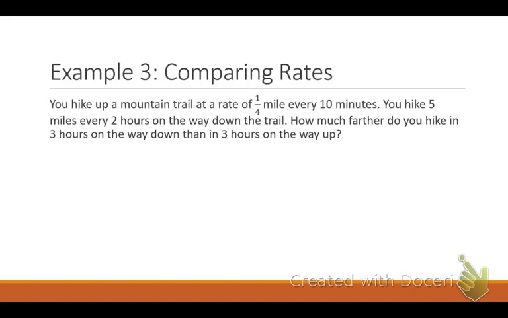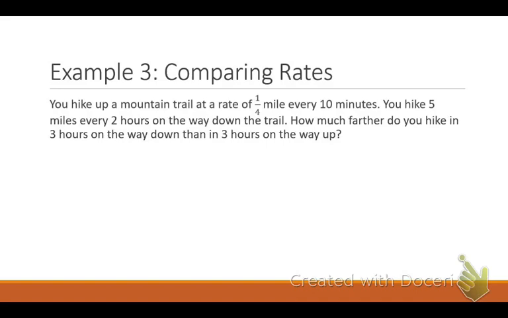Okay? All right, so you hike up a mountain at a rate of 1/4 mile every 10 minutes. You hike 5 miles every 2 hours on the way down the trail. How much farther do you hike 3 hours on the way down versus 3 hours on the way up? So you have to figure out what's the difference per hour, and then what would you multiply it by? 3, okay? So you have to find the difference in your unit rates per hour, and then we can make it bigger. So that's kind of the overview of where we're going.